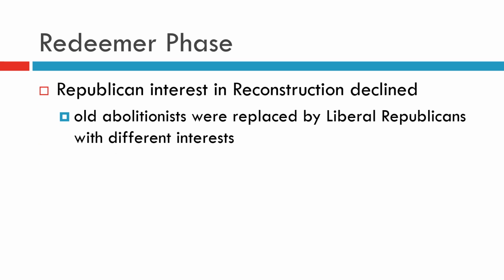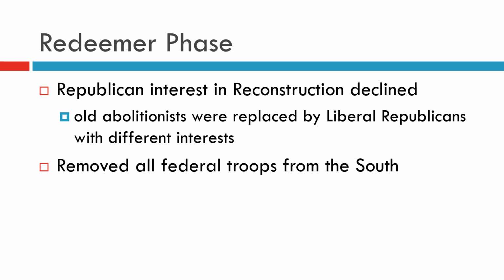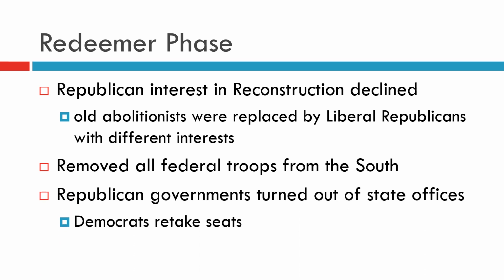The final phase is the Redeemer phase, and please keep in mind that if the Civil War ended in 1865 and Reconstruction ended in 1877, well, that's a 12-year period, and Americans were beginning to be concerned with other things other than Reconstruction and the rights and concerns of the freedmen. And so many of the old abolitionists in the Republican Party were being replaced by liberal Republicans that basically just had different interests. Also, once the federal troops are removed from the South, the states in the South are left to, in fact, ensure and protect the rights of the freedmen, which we know did not necessarily happen.